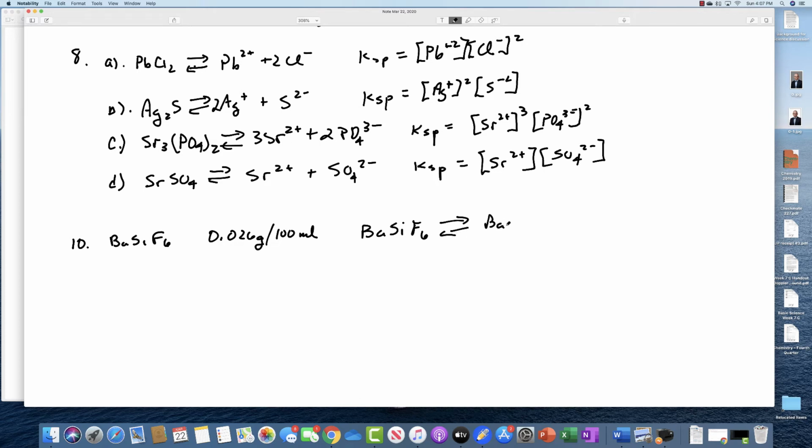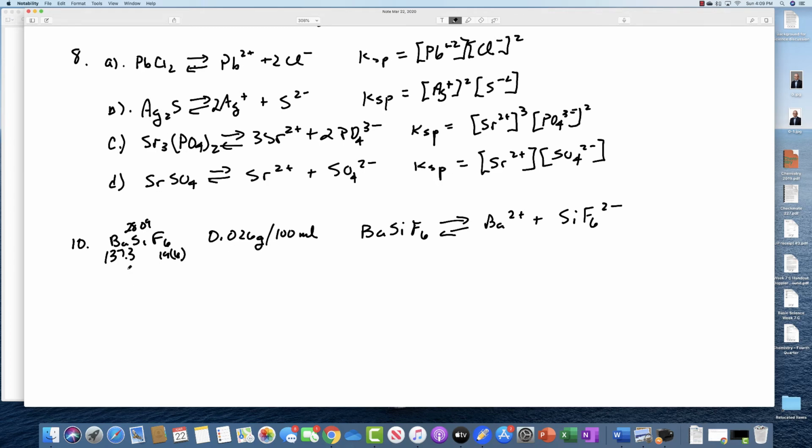You have Ba2+ and SiF6 2-. So what this tells you is you have this many grams. What you have to calculate next is the molecular weight for this. If you look up each of these, barium is 137.3, silicon is 28.09, and F, fluorine, is 19, and that's going to be times 6.